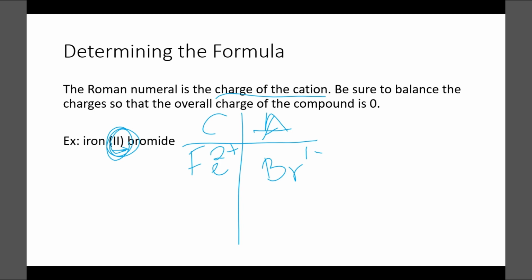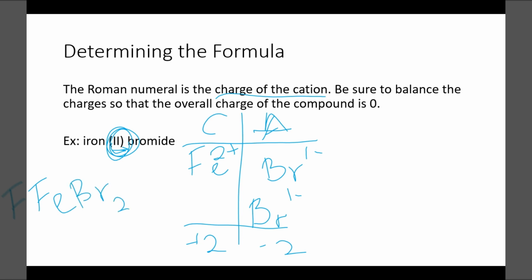Well, I have a +2, -1. That's not equal. I have more positive than negative. Therefore, I need to add another bromine. And now my charges cancel. So now I have a +2 and a -2. That's stable. So my formula would be Fe. I wrote that once. Br2. I wrote that twice.